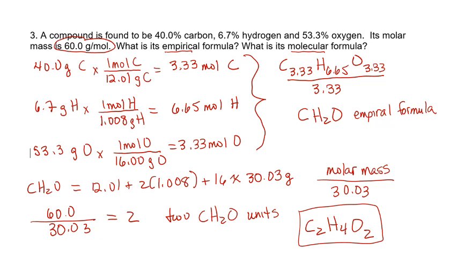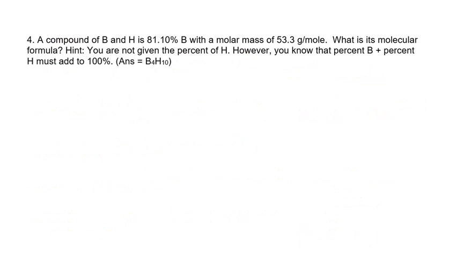So let's review what we did again. We took our percents and turned them into grams, and we found we had 3.33 moles of carbon, 6.65 moles of hydrogen, 3.33 moles of oxygen. We took that and found the empirical formula of CH2O. We went back to the 60 grams, that's the molar mass, divided it by 30.03 to get 2. That means we have 2 CH2O units, so we multiply everything through by 2.